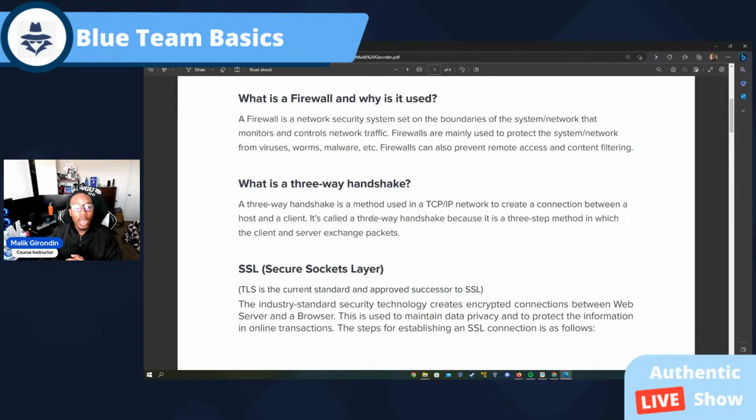A firewall is a network security system set on the boundaries of a system network that monitors and controls network traffic. Firewalls are mainly used to protect the system/network from viruses, worms, malware, etc. Firewalls can also prevent remote access and content filtering.